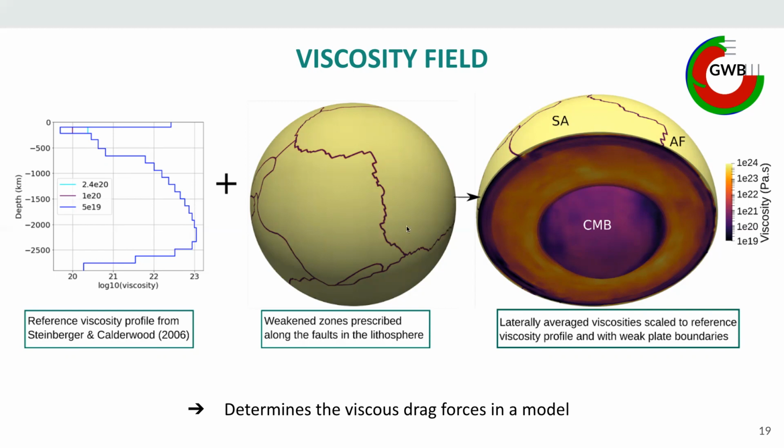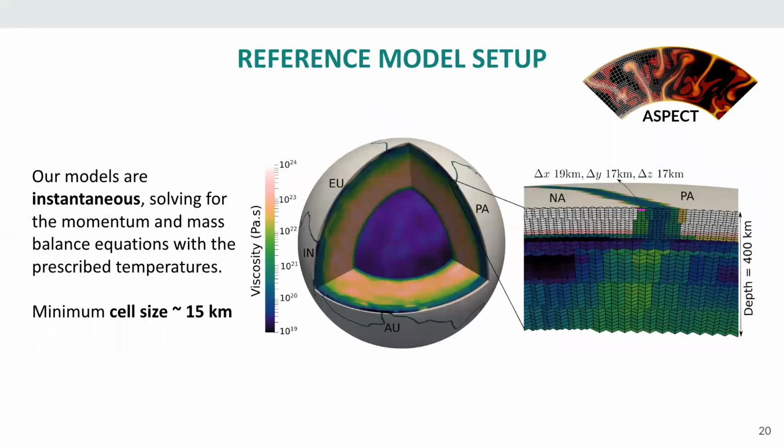The darker values represent lower viscosities, and this region is, in this case, about three orders of magnitude weaker than the surrounding atmosphere. This setup determines the viscous forces, or the resisting forces, in the model. Once we had the density profile, that determines the buoyancy, or how the material is driven in our model. Using that, we set up these models in ASPECT, and we discretize our model.